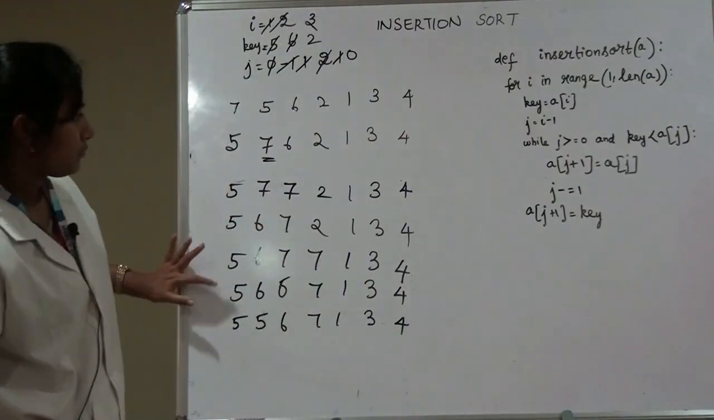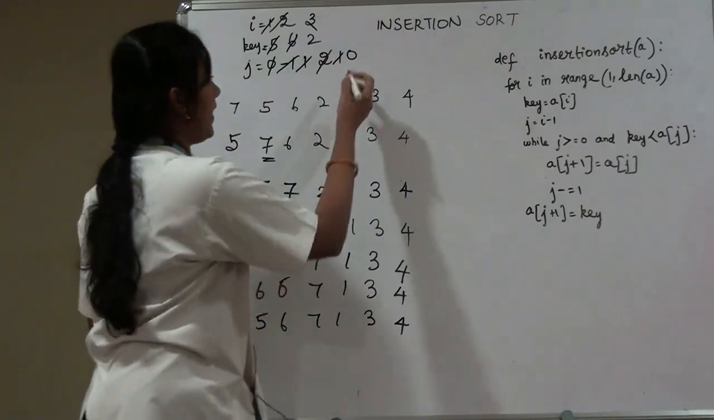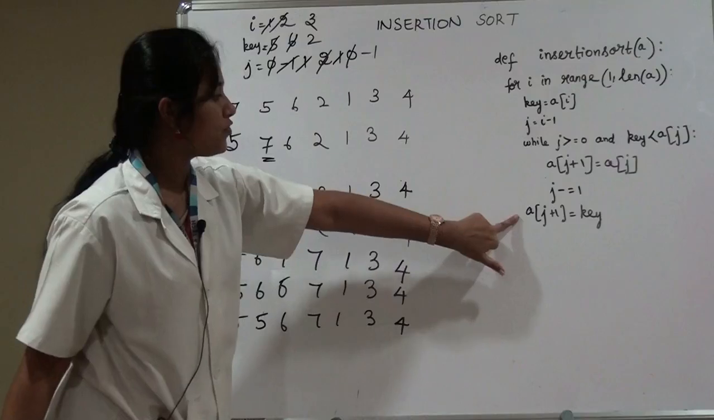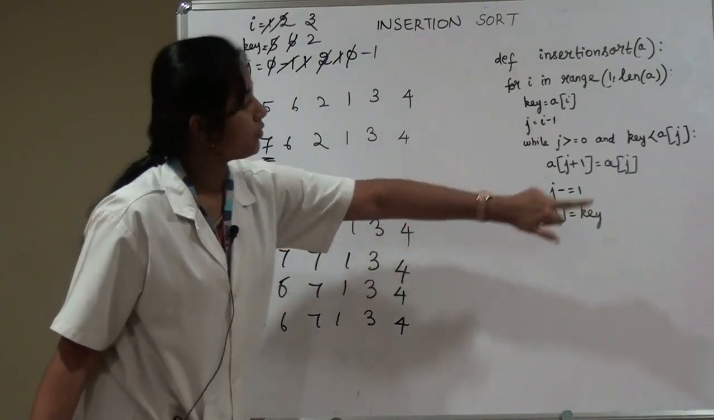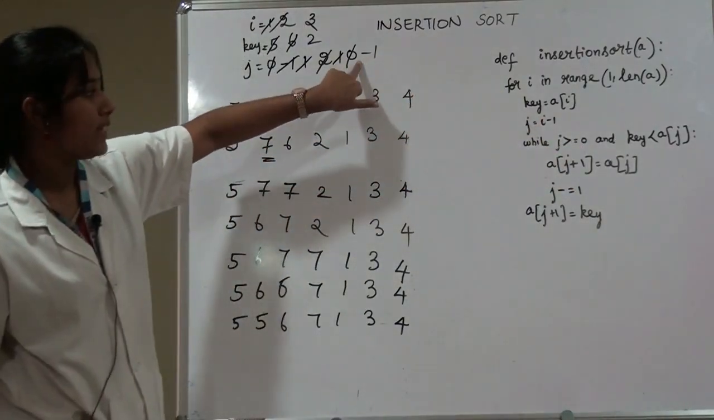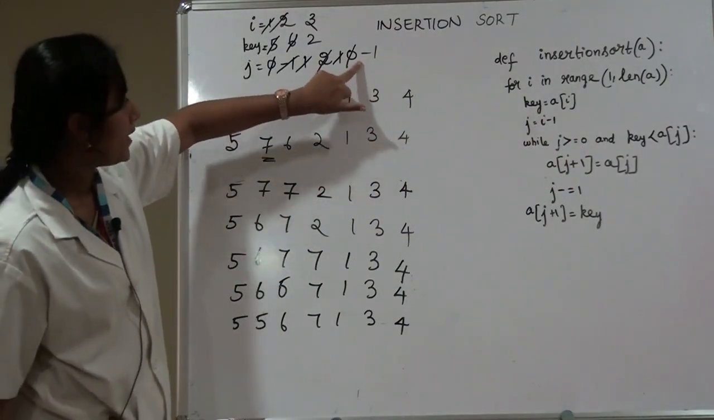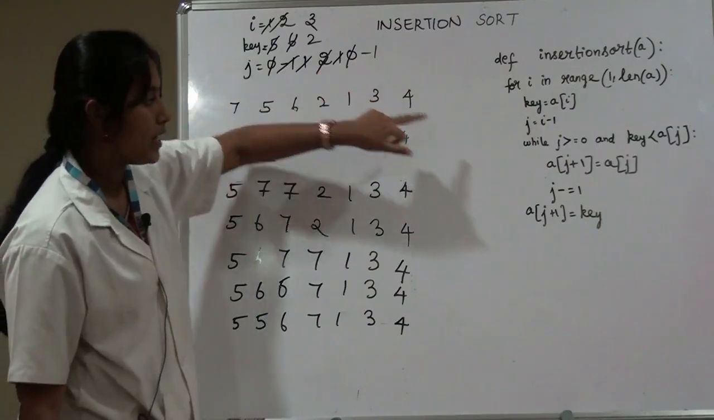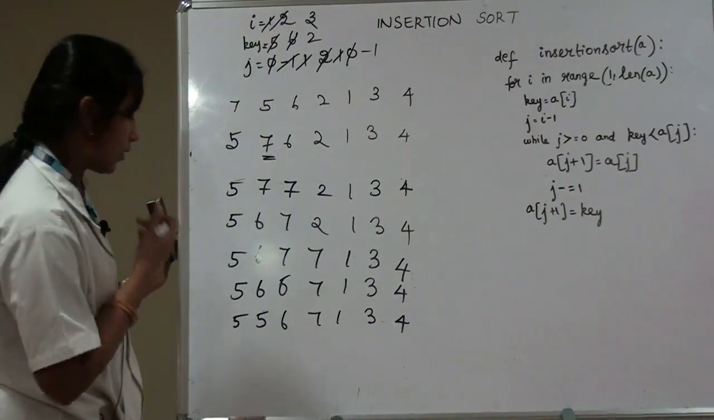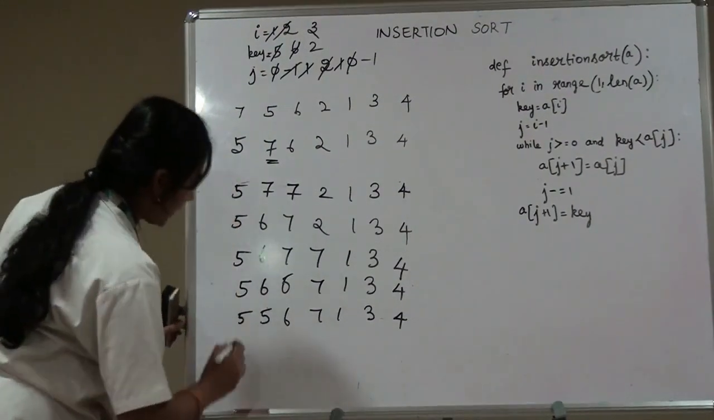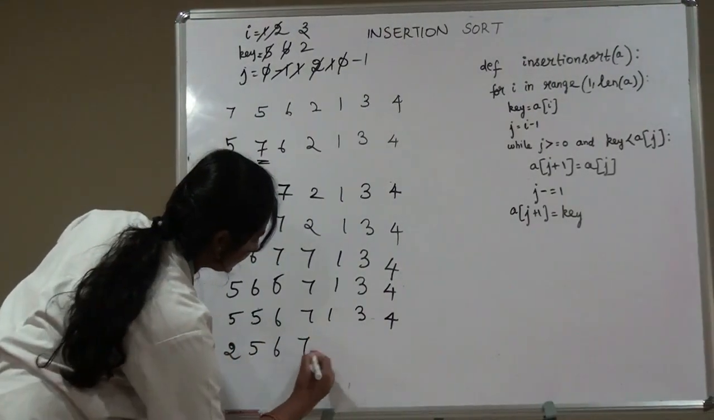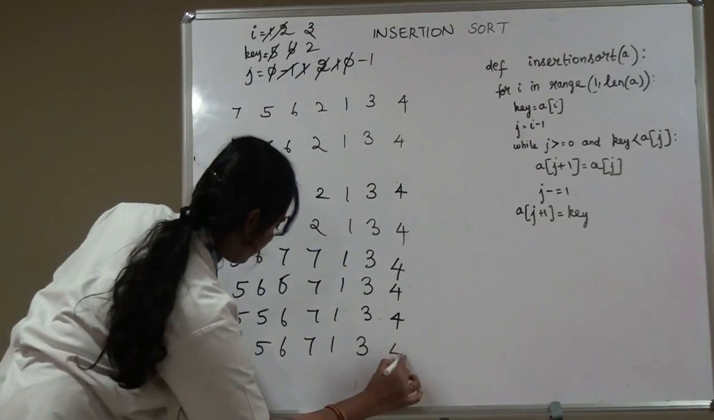Okay. Now I am again decrementing my j. So my j becomes -1. After that again I should check my condition: j >= 0. But my j is -1. So what will happen? The condition is false. So I will place my key value at the position A[j+1], that is A[0]. So my key is 2. So I will get 2, 5, 6, 7, 1, 3, 4.